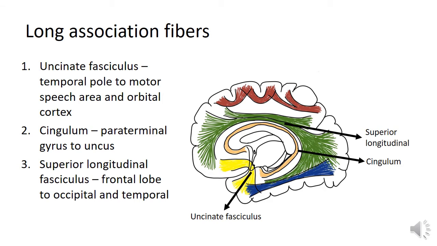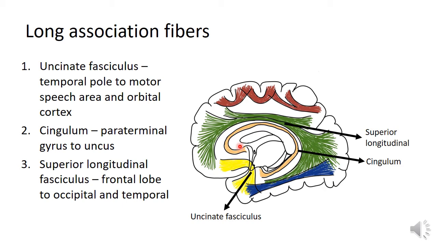Coming to the long association fibers, we will see the names of each of them. The uncinate fasciculus. This one here is the uncinate fasciculus. It connects the temporal pole to the motor speech area and orbital cortex.